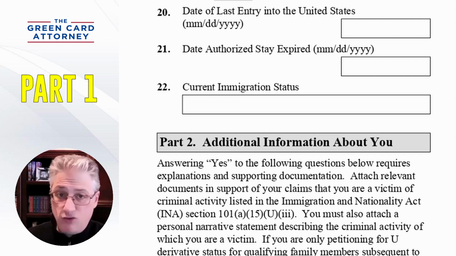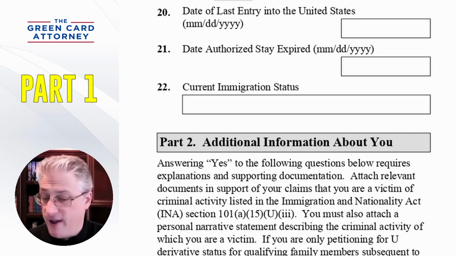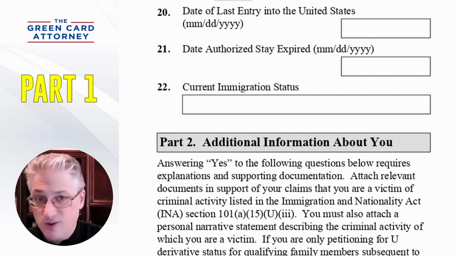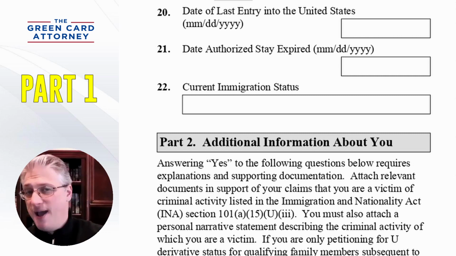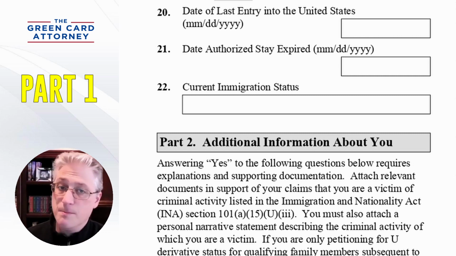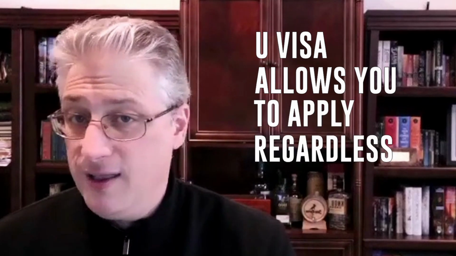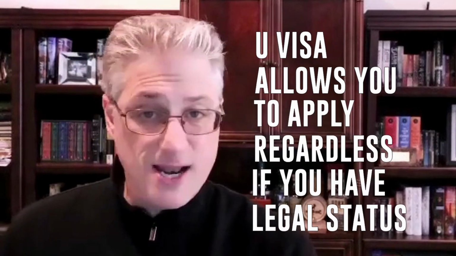So if you entered as a tourist in 1981, like my family did, well, you're obviously not a tourist still today, because once 6 months pass, that visa would have expired. But don't worry, U visa allows you to apply regardless of whether you have legal status in the United States or not. It's one of the many benefits that this visa has.